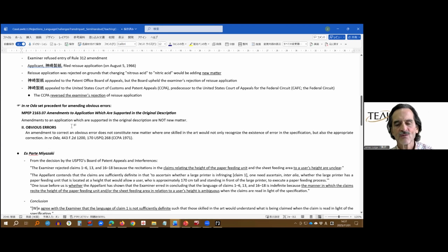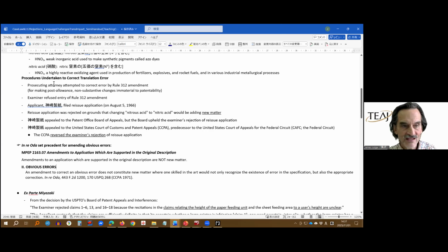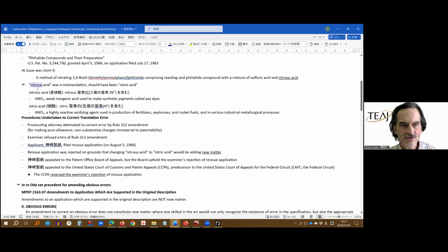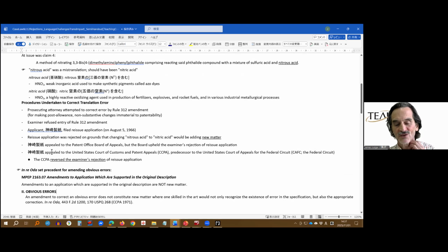And that impact was, if the error is obvious and its correction is obvious to a person skilled in the art, then the examiner should allow that correction. So the point is for translators, first of all, to understand how important these small errors can be in terms of the enforceability of a claim, and to what lengths the applicant might go to and how much time and money they might spend to correct the problem.